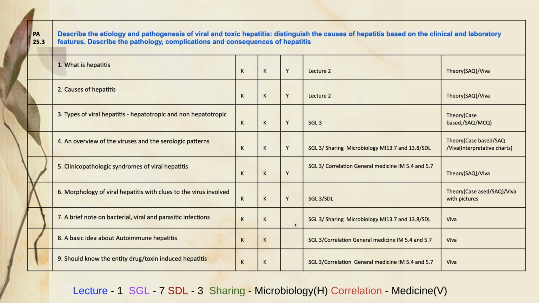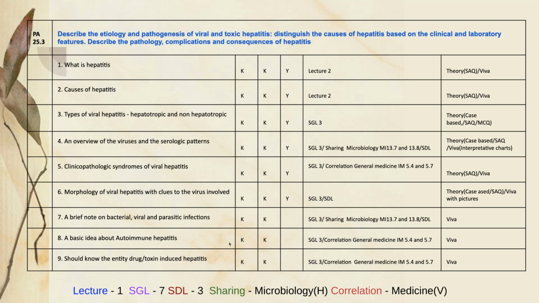Because here actually it's not there as part of this one as the main thing. So I don't know what the core competency of this would be, whether it would be a Y or an N. So the other one is a basic idea about autoimmune hepatitis. Again, as a small group learning, correlation with general medicine. The competencies are put here. And should know the entity, drug or toxin induced hepatitis. Again, as a small group learning, correlation with general medicine. And in these cases, since I didn't know whether it was a core competency, I have put it as viva, as the mode of assessment being viva.